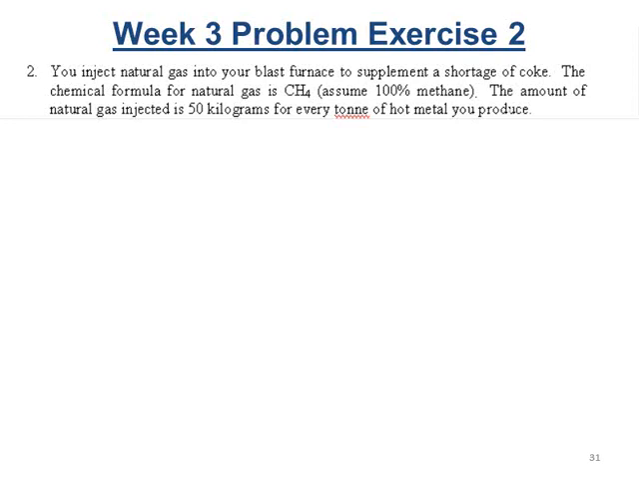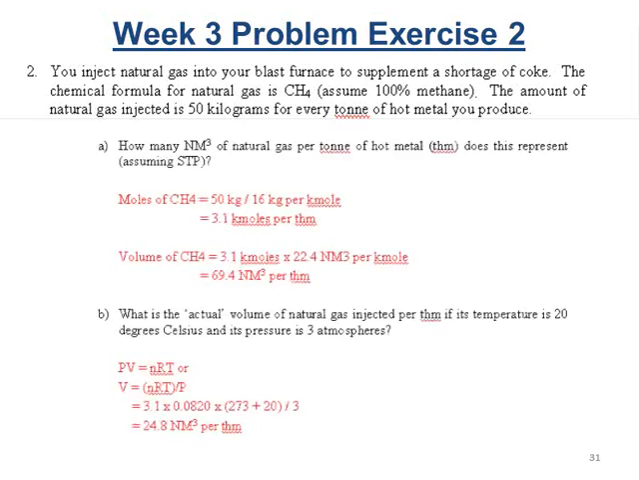So you inject natural gas into your blast furnace to supplement a shortage of coke. The chemical formula for natural gas is CH4. We'll assume 100% methane. And the amount of natural gas injected is 50 kilograms for every ton of hot metal that is produced. So how many normal cubic meters of natural gas per ton of hot metal at STP?